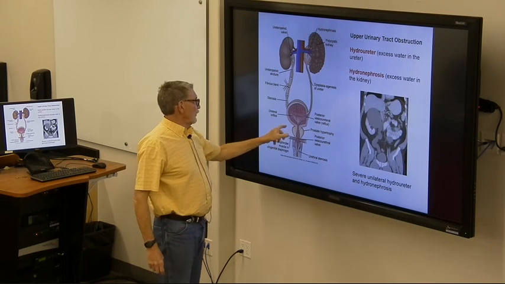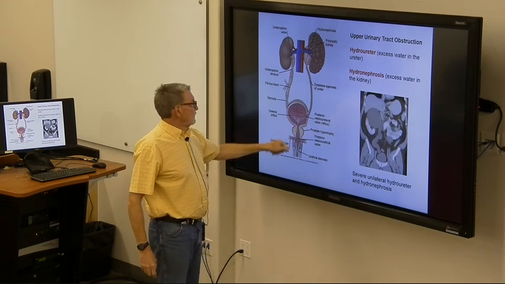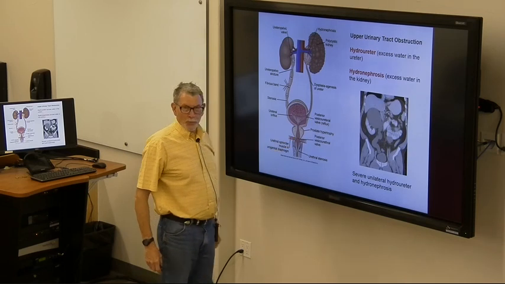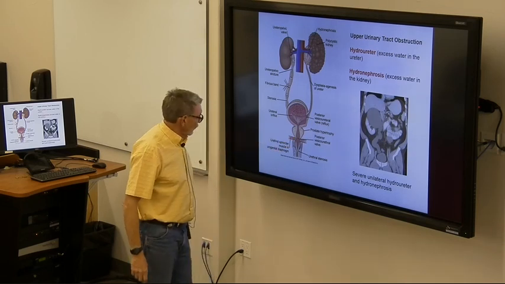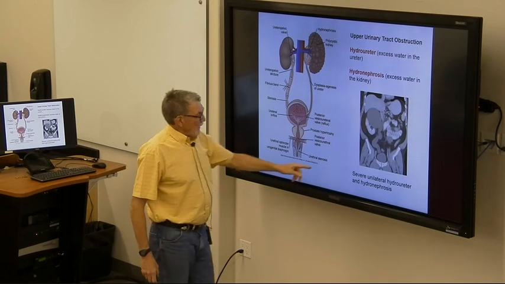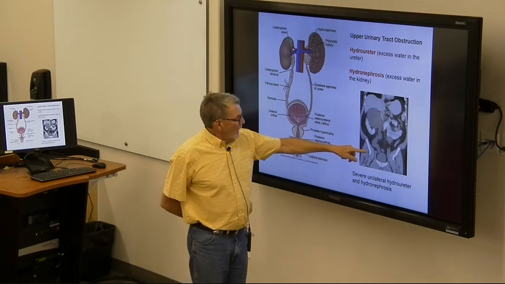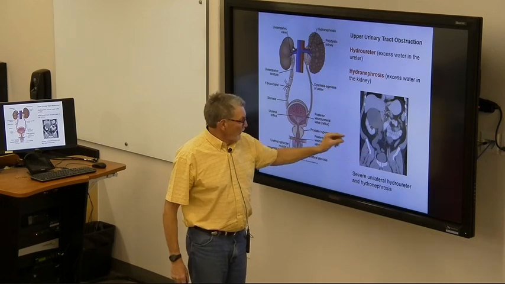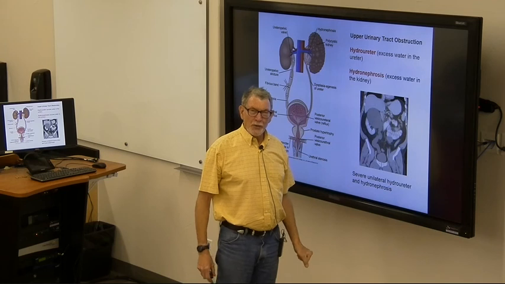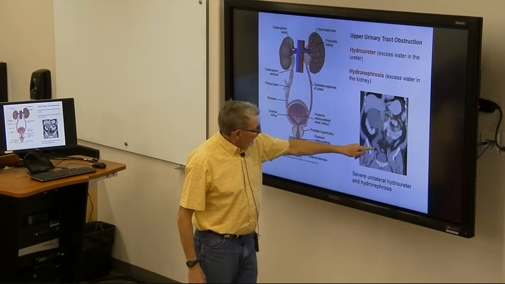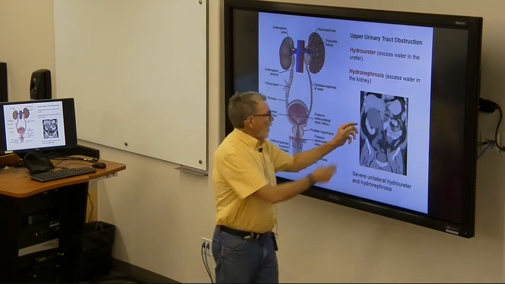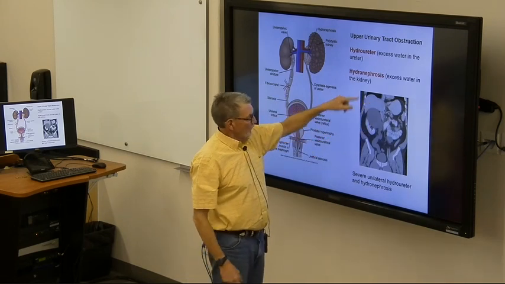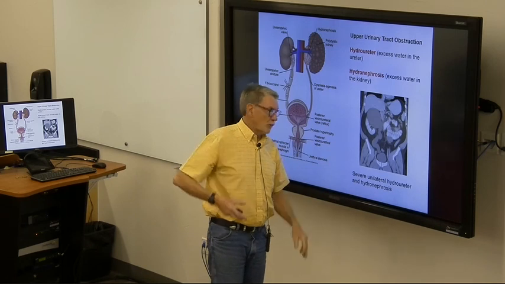You can have the prostate blocking here. You can have a valve problem where it won't open properly in the internal-external sphincter. Here we have a hydroureter, means extra water in the ureter. The ureter is supposed to be about the size of a thick spaghetti noodle. And here, it's all backed up with water, and then you have hydronephrosis, where it has filled up the kidney with water, and it's causing it to expand too.